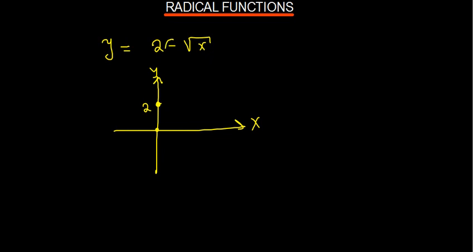Now you can see that the function is negative, meaning that it will be going towards negative values of y. But x is positive, meaning that it will be going towards positive values of x. So the function is going to be going like this.